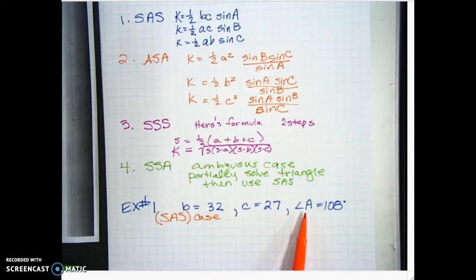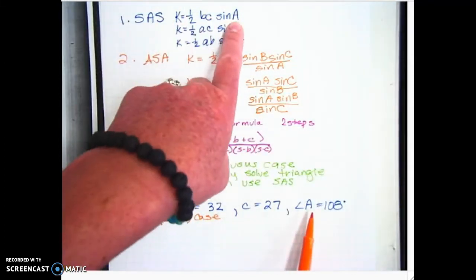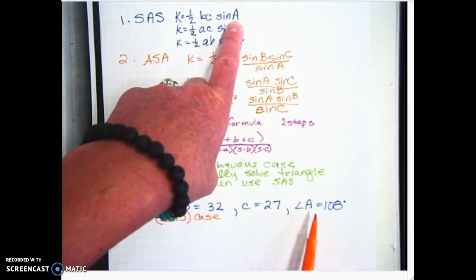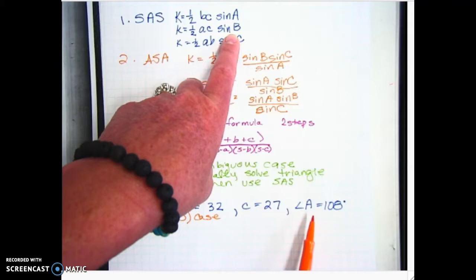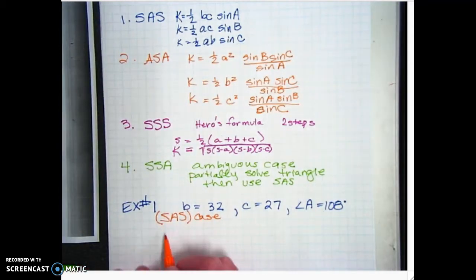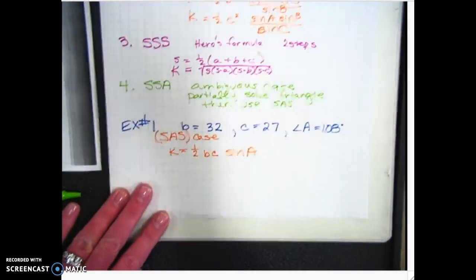And we're given angle A. So you come up here and you say, okay, we're going to use that first one because that's the one that has angle A. If they'd have given us angle B, we'd use that one. Just use the one that they give you.